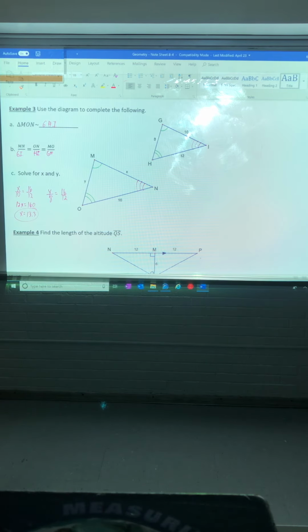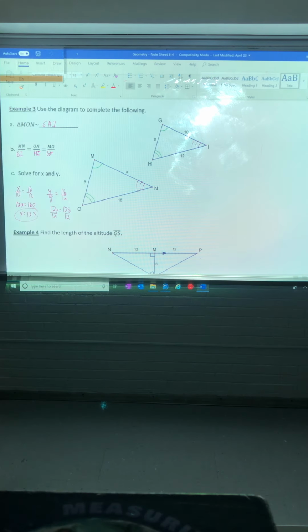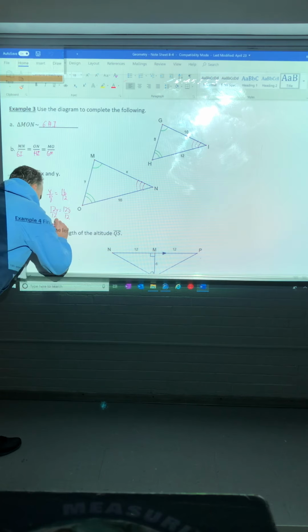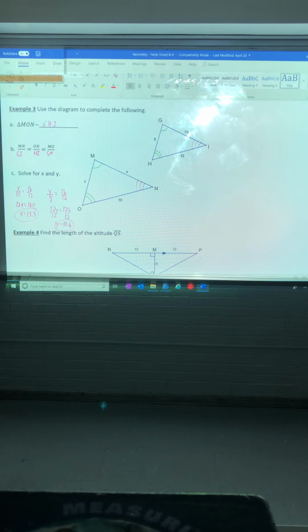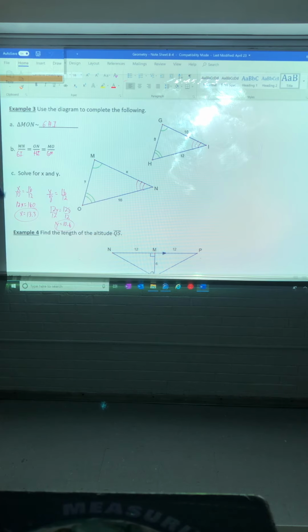But when you do this, you have your 12y equals 16 times 8, and that's going to be 128. So 12y equals 128. We divide through by 12, and we're going to end up getting 10.6 for y. y equals 10.6 for your answer right there. So that is B. We got A, B, and C of that one, for example number 3.